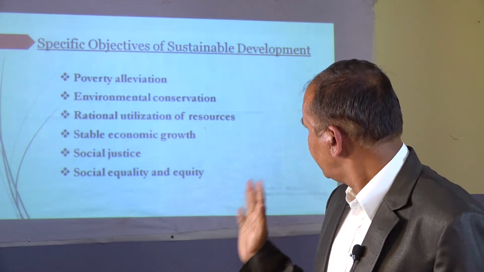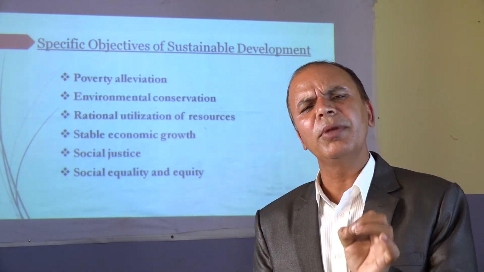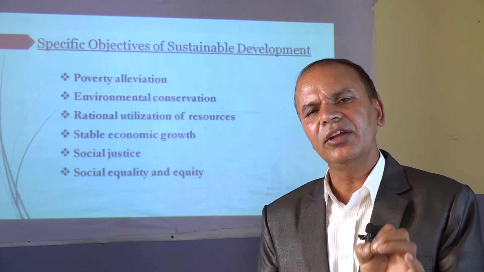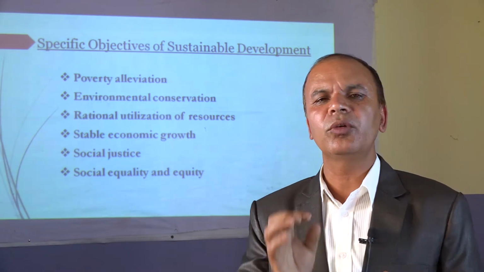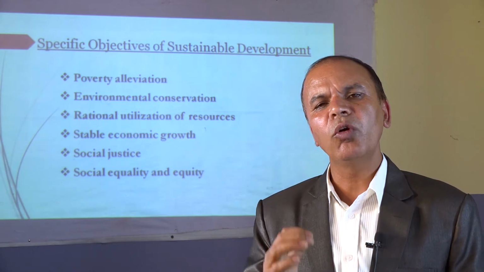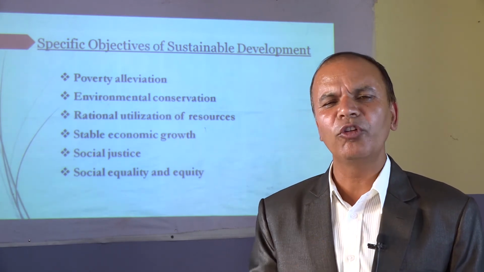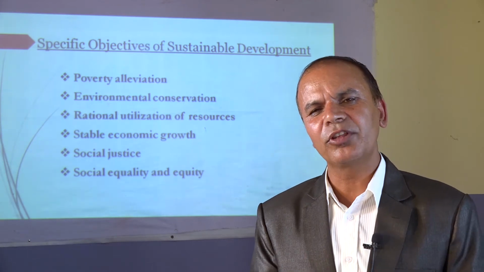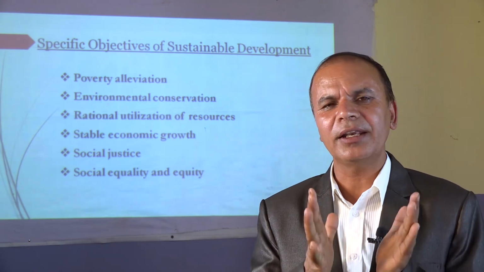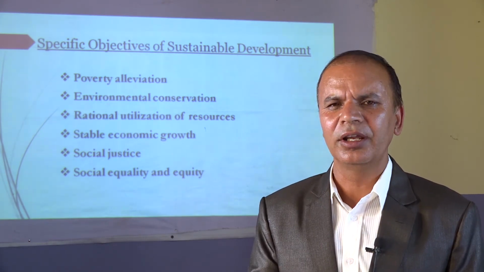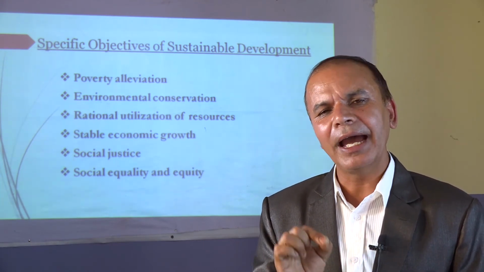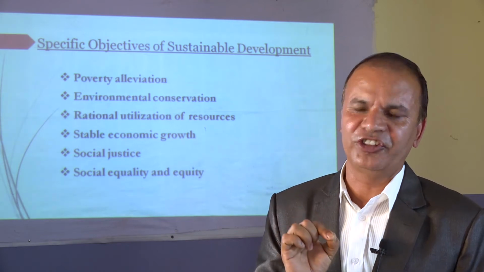Then, the specific objectives of sustainable development. Sustainable development firstly conserves nature, and it is totally oriented to natural beauty. It preserves ecological reality or ecological balance. It preserves biodiversity. What are the natural diversities? What are the natural varieties or diverse features? They are preserved by the concept of sustainability.